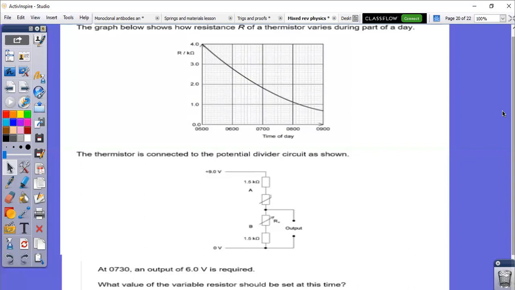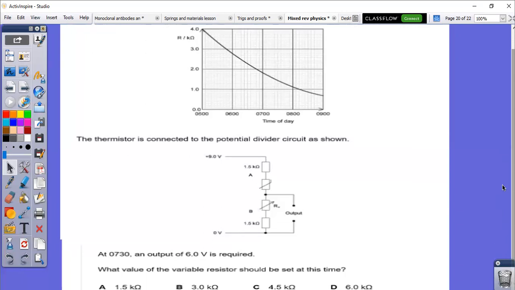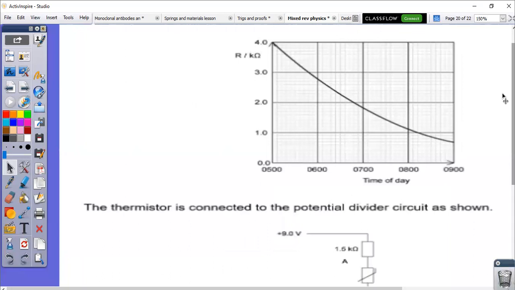Is it 1.5 kilo ohms for the thermistor value at 730? Because I can't exactly read it from here. At 730, what is the ohms on the graph? Because I can't really read it very well. Okay, sorry. I shall do justice, and there we go. It says just assume it's 1.5.